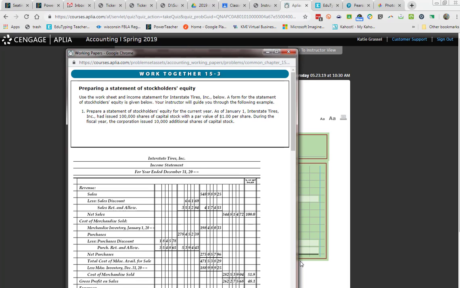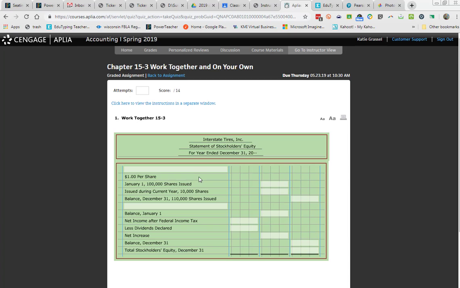During the fiscal year, the corporation issued an additional 10,000. Remember when I talked about that example? So January 1, they had 100,000. Throughout the year, they issued another 10,000, and they had additional shares of capital stock. So when we take a look at here, this gives us our net income information that is going to be used on our statement of stockholders' equity. So the very first thing that we have to do in the very top, we're going to fill in a heading here called capital stock.